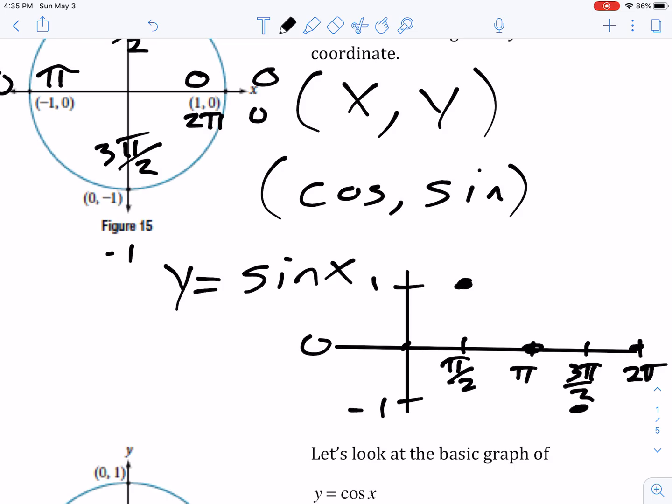So a sine curve looks like this. Up, down, back up. And it would just keep going as you went around and around the circle. But it would look like that. It's called a sine wave.